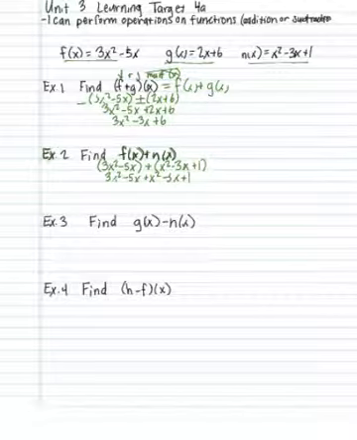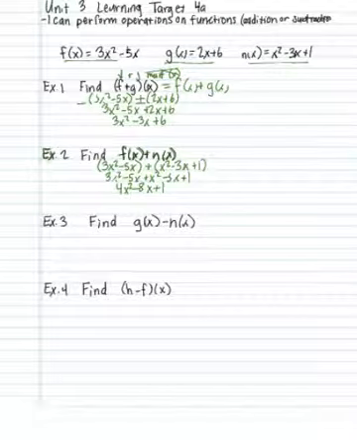Combine our like terms, we've got 3x squared plus another x squared gives us a total of 4x squared. Negative 5x minus 3x gives us negative 8x. And then we've got that little 1 at the end that has nothing to combine to, so we just put a plus 1 on the end.